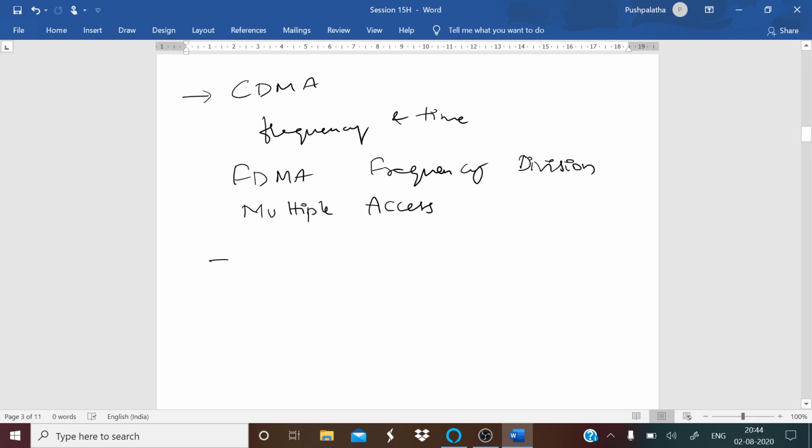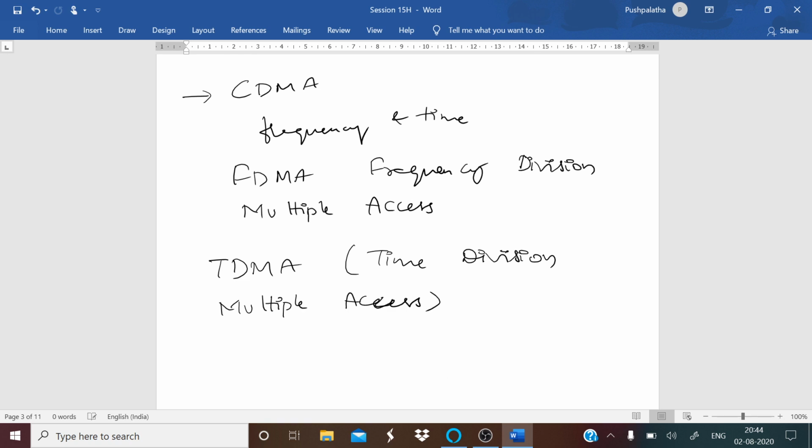And you have your TDMA, that is your time division multiple access. What happens in this is, here you have a certain frequency in a particular time. And you have your code division multiple access, that is CDMA. Here they will be allotted the entire spectrum all the time.